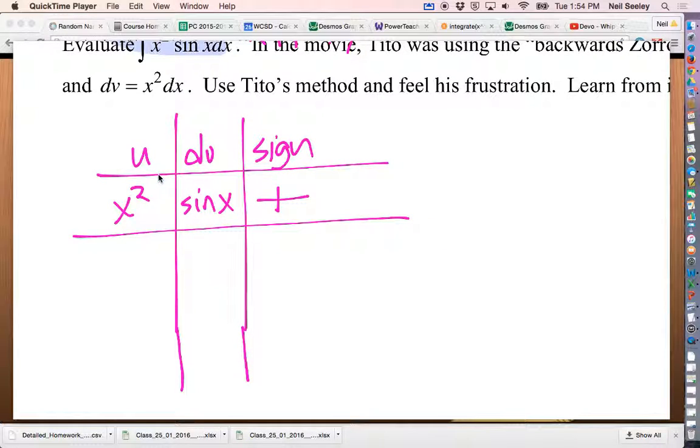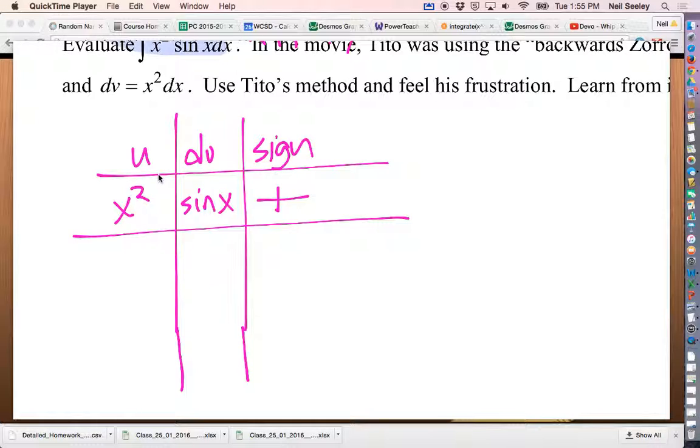x squared sine x and a plus sign. That's the start of a table. u, dv, and the sign. So the tabular method is the same thing. You still pick your u, you still have a dv. The only thing we're adding to it is we put them in a table, x squared for our u, dv is sine of x. I didn't put the dx in there this time. Notice that that's missing. And the first sign is going to be plus.